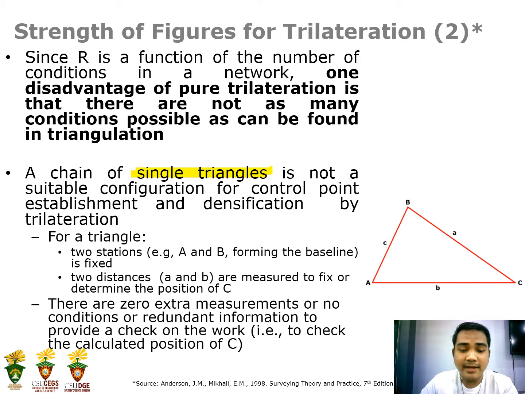And there must be an extra measurement or redundant information to provide a check on the network. For example, to check the calculated position of C. So dapat napod tayo pang checking or extra measurement kung mugamit ta og single triangle for trilateration.